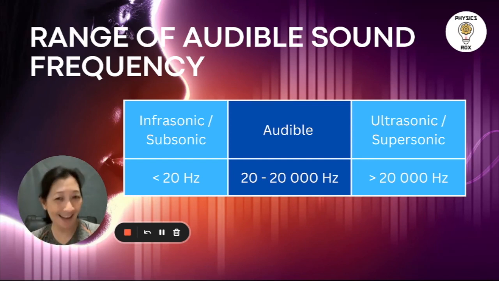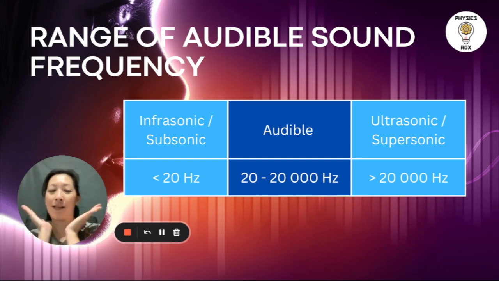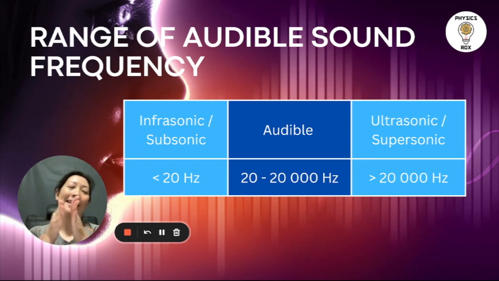The older we get, the smaller the range of frequency we can hear, because the older we get, the less flexible the membrane of our eardrums are. So when you start to reach your 30s, 40s, you'll start to hear the frequency range become less and less.